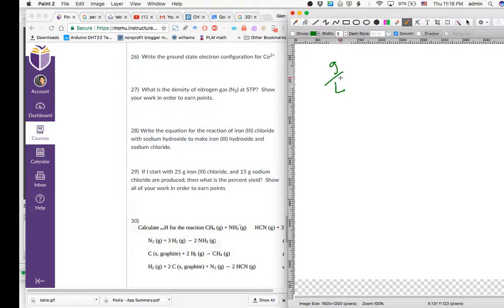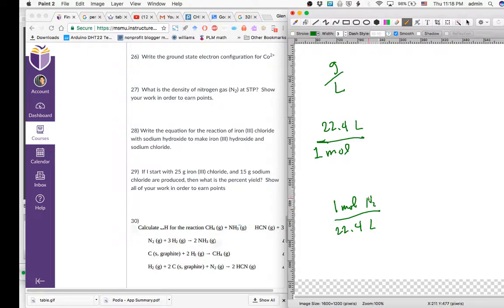To know how many grams of nitrogen gas there are in 1 liter of nitrogen gas, since this is STP, we could just use Avogadro's law. Avogadro's law is something that you need to memorize: 22.4 liters is the space occupied by 1 mole of any ideal gas at STP. Knowing that, I'm going to put liters on the bottom. So 1 mole of nitrogen gas at STP occupies 22.4 liters.